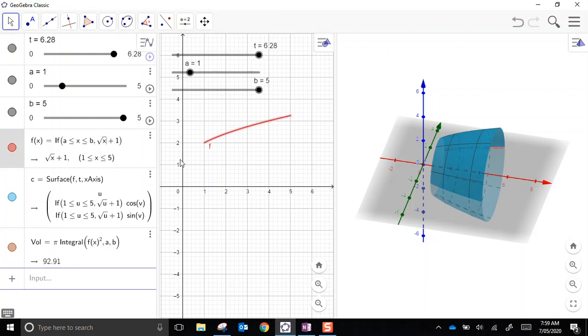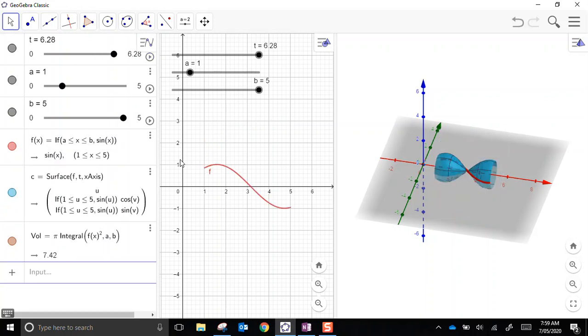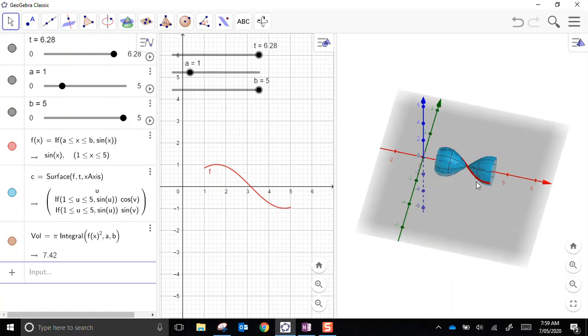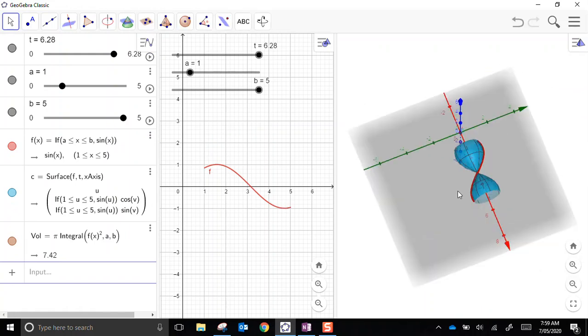Now I'm going a little bit longer than I wanted, but why not? I mean, if you're still watching, then you're probably interested enough to do this. Let's change my function here to, I don't know, why don't we go sine of x? Now, there's an interesting function. Sine of x is doing this, and there's my volume. It looks like a little hourglass.